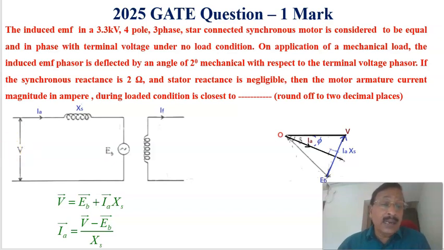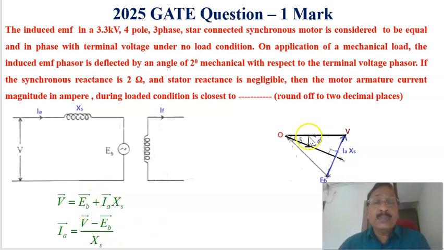In this, the corresponding phasor relation is that the applied voltage is equal to the summation of the back EMF and the drop across the synchronous reactance, V equals EB plus IA into XS. Or we can say that the current IA is equal to V minus EB divided by XS.